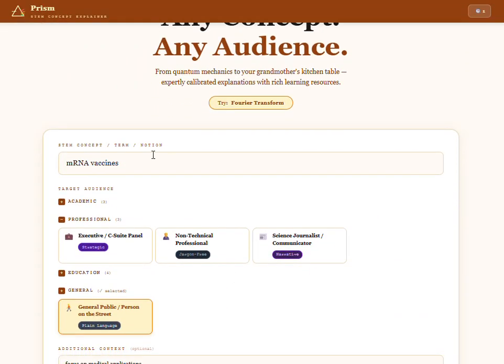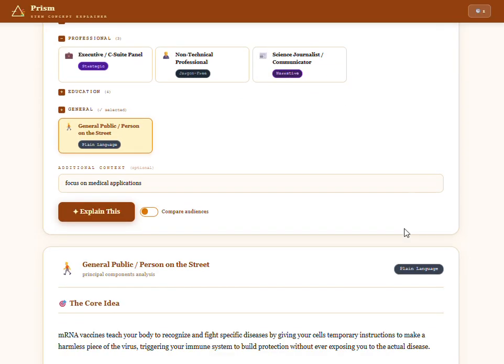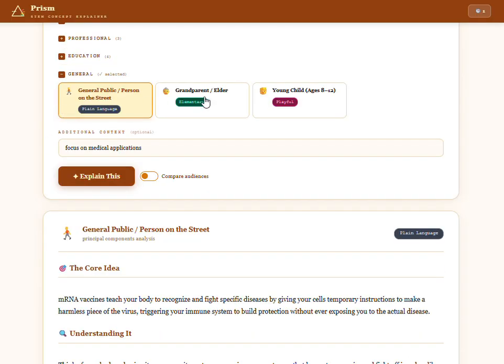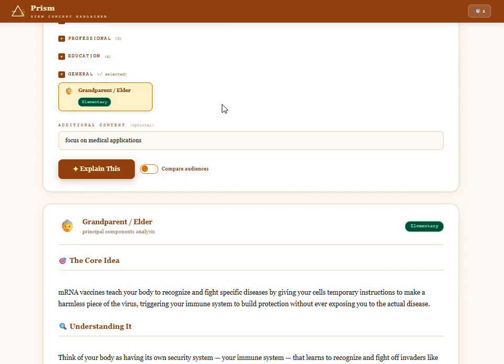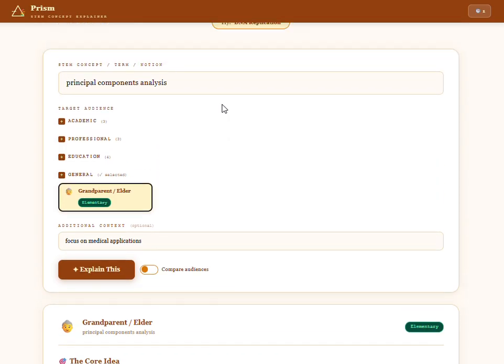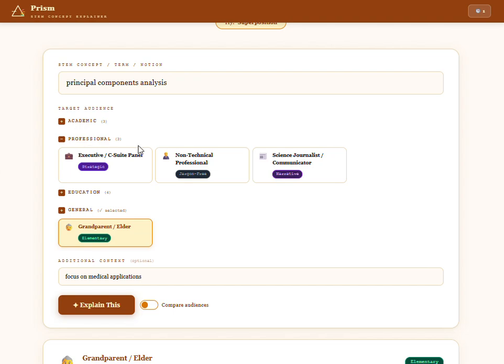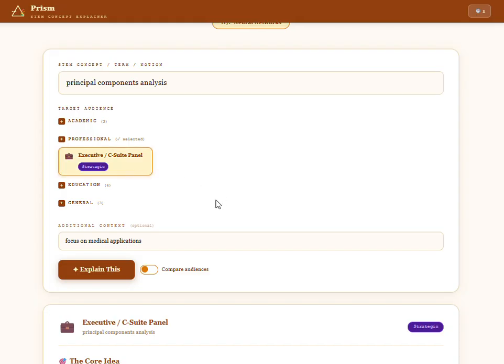Now let's do another example and let's try to compare audiences here. So let's say principal components analysis, which is used in machine learning and a lot of other data analysis. And let's say we want to do this for some category in the general public, let's say a grandparent, and let's say we also want to do this for an executive professional or a science journalist, let's say executive.